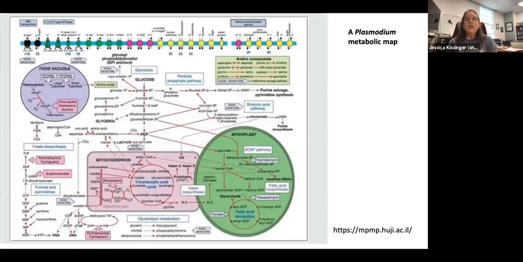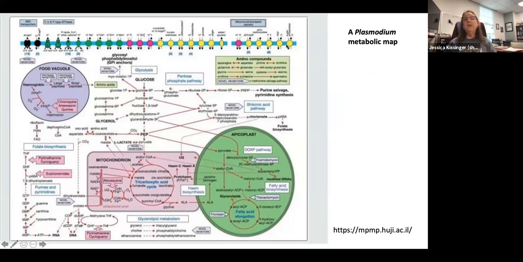So to get started, this is a Plasmodium metabolic map. It doesn't include everything that's going on in the parasite, but it handles the main points that I'd like to talk about today. One is to think about space, right? And this isn't a part of our exercises, but I think it's important to think about which biochemical processes are happening where. What is happening in the mitochondrion or in a food vacuole or in a plastid or in the cytosol? And where do metabolites come from?